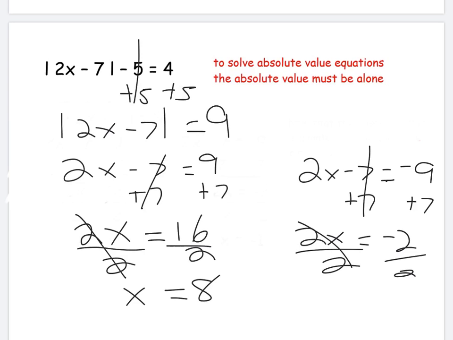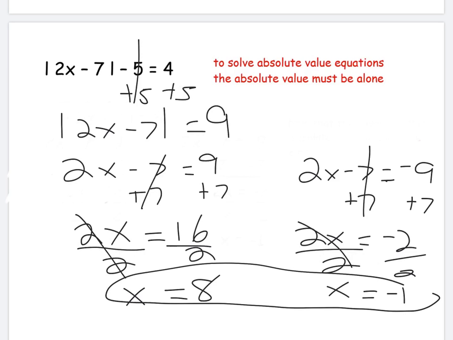I divide both sides by 2. The 2's again cancel out. I'm left with x. And then negative 2 divided by positive 2 is negative 1. So my solutions to this absolute value equation are x equals 8 and x equals negative 1.